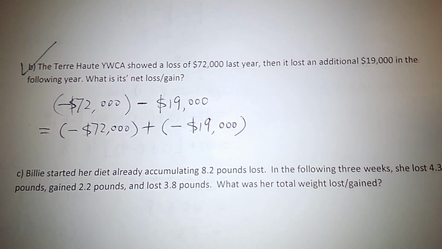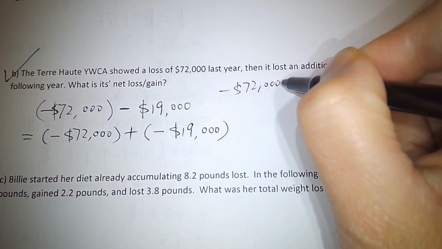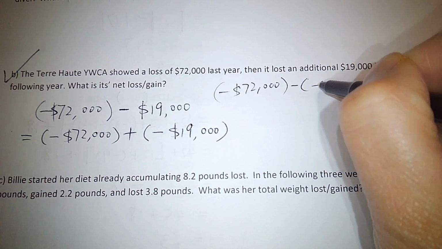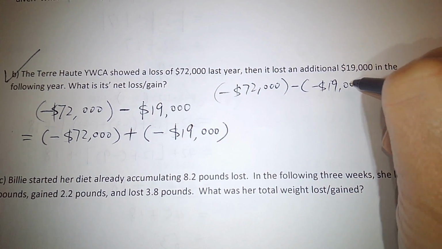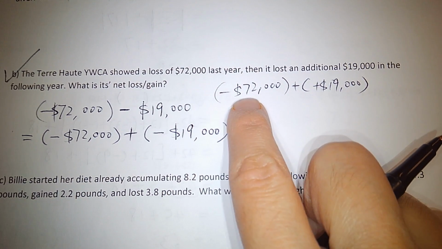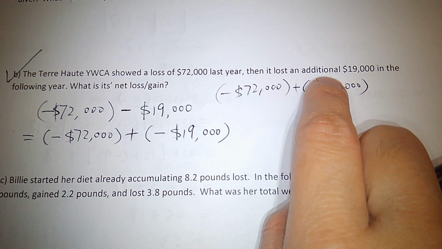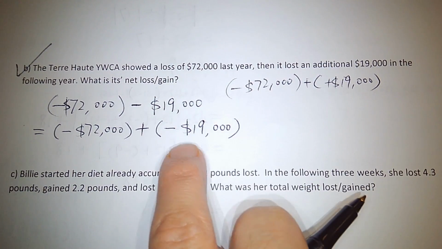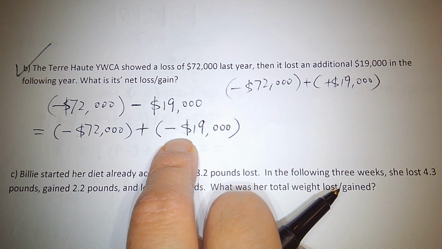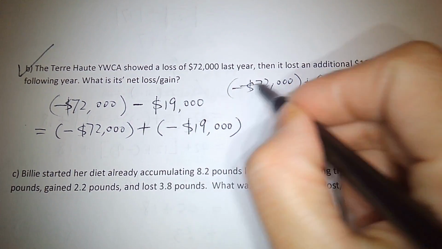Think about that. If you subtract negative 19, it becomes what? Positive. So you lose for the first year, but you gain for the second year. But you don't gain for the second year, you lose. So that's why we're adding a negative here. Or you subtract a positive, we're adding a negative. So this is not correct.